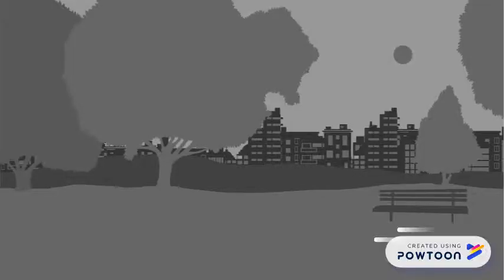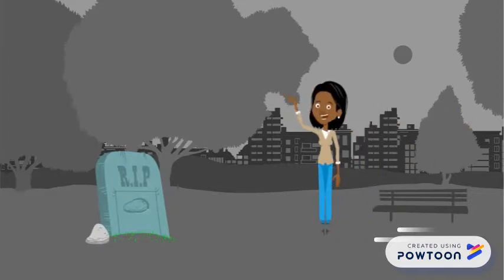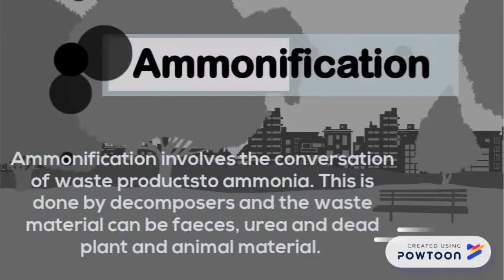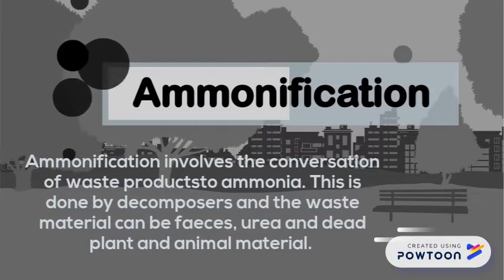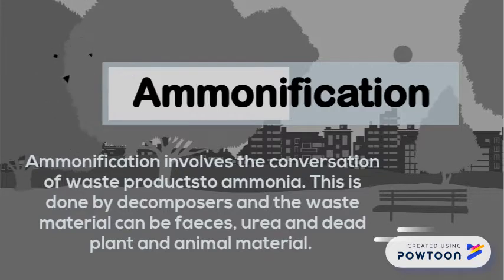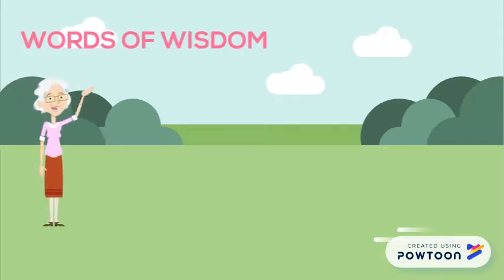Now this can go on and on until this happens. And no, that's not me, I'm fine. It's just the step that leads to ammonification. This is just the conversion of waste products to ammonia, and the waste products can either be feces, urine, or dead plant and animal material. Words of wisdom. You don't always have to remember the order of the nitrogen cycle because it all happens simultaneously.